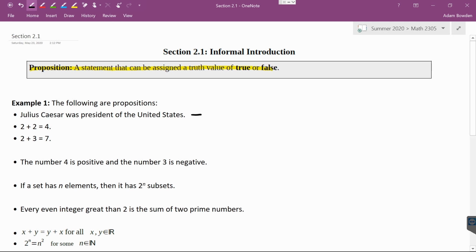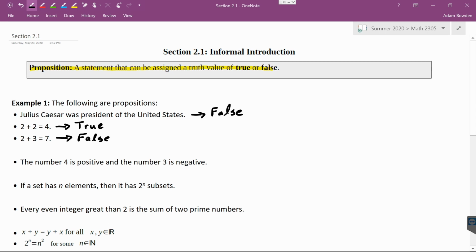The first one you can see here is verifiably false. Julius Caesar was president of the United States. So it's pretty clear what that one is. This one over here says 2 plus 2 is equal to 4. We can say it's either true or false. In this case it would be true. However, something like 2 plus 3 equals 7 is something we can say is false.